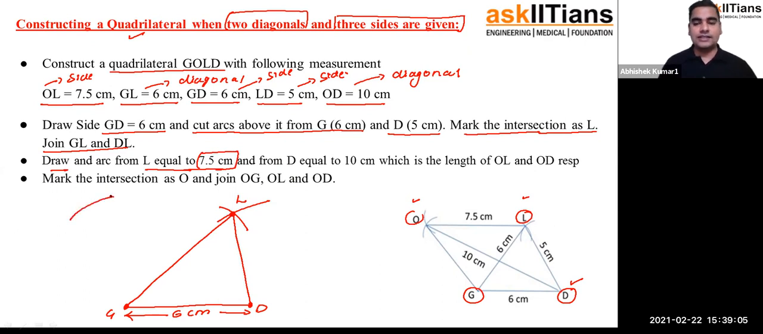So this is the arc, let's say. All right. Now, because we need to draw one more side which is left, that is DO, assuming D to be the center, you have to mark an arc of length equal to 10 centimeter. All right. So assuming D to be the center, you have to mark an arc of length equal to 10 centimeter. And these two arcs are going to cut each other.